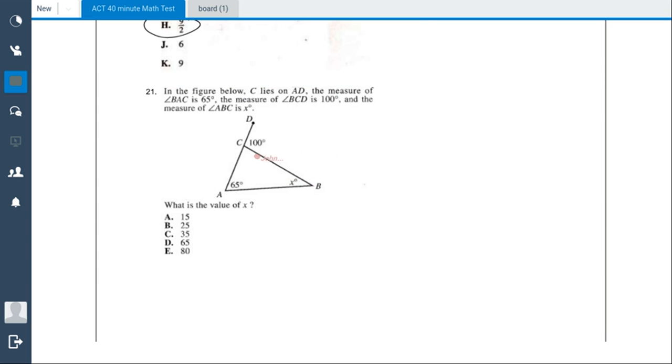I'm looking for x. I'm given the outside angle, so all I have to do is subtract those two from one another. That's 35.